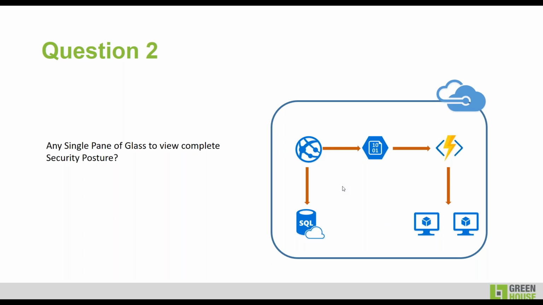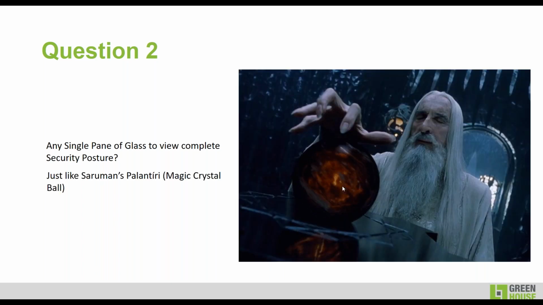Is there any single pane of glass, just like Solomon's Palantiri, the magic crystal ball, through which you can see the whole security posture for each and every resource in your environment?